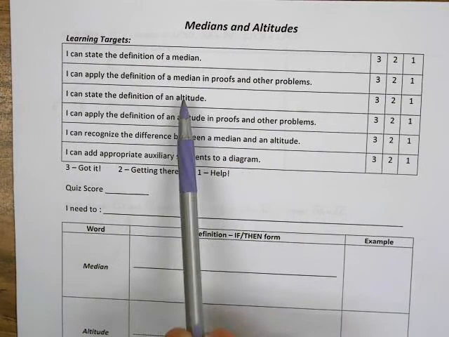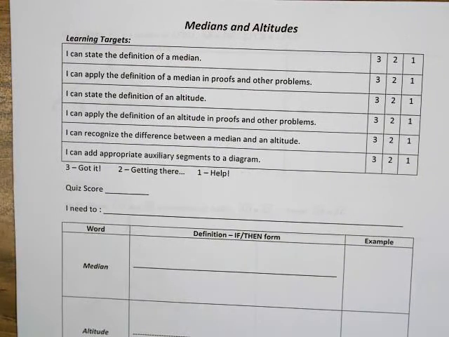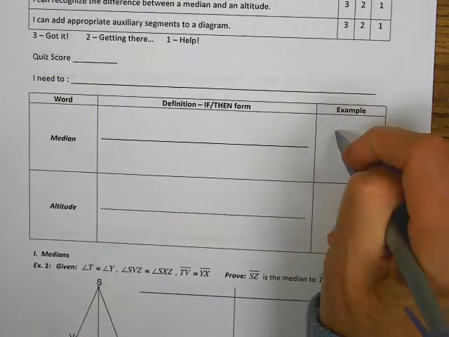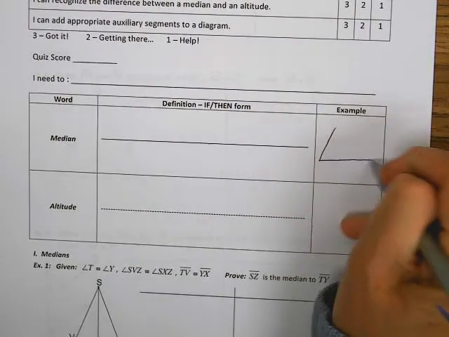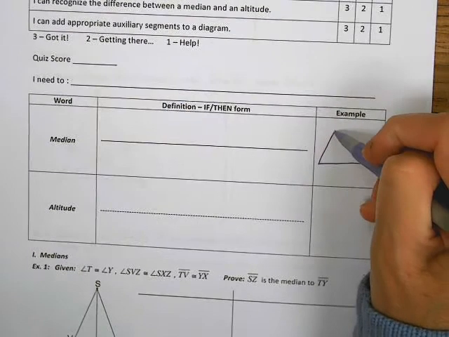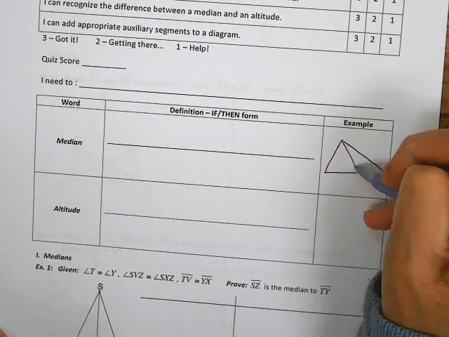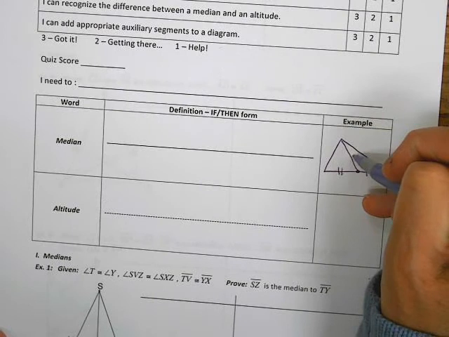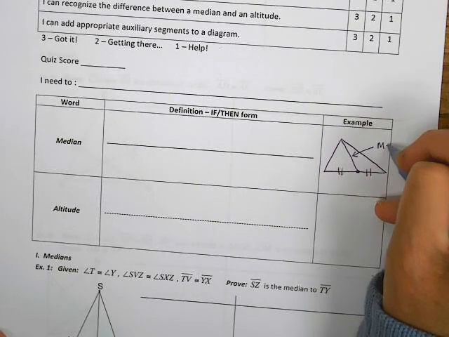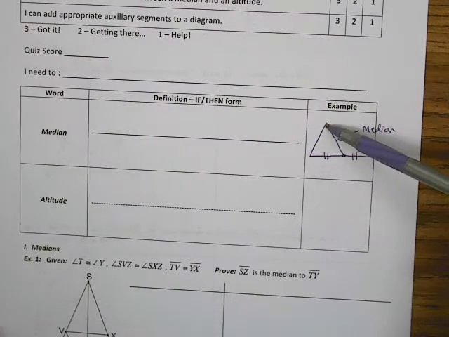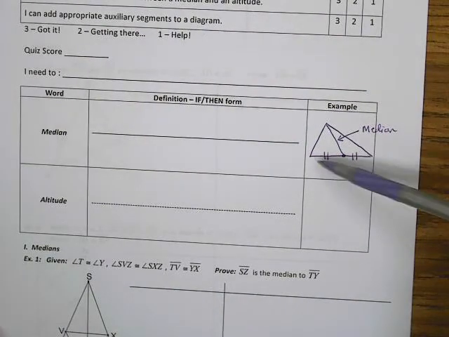So let's go back to the two big ideas for the lesson, median and altitude, and let's define them. I'm going to start with a picture. So make yourselves a triangle. All right, and if I connect a vertex to the midpoint of the opposite side here, and I divide that into two congruent segments, this segment right here is called the median. So it goes from a vertex to the midpoint of the opposite side. It divides that opposite side into two congruent segments.